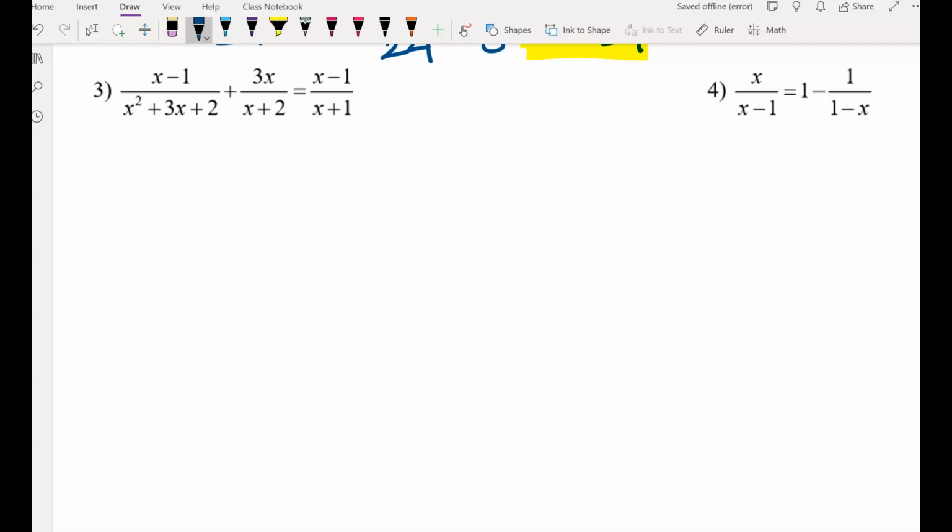Example 3, we have x minus 1 all over x squared plus 3x plus 2, plus 3x divided by x plus 2, all of that equals x minus 1 all over x plus 1. Remember, students, the first step is to factor out your denominator. And yes, guys, we have already studied factoring, so you should be very comfortable in factoring, okay?